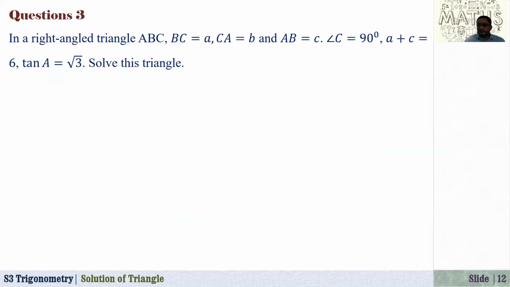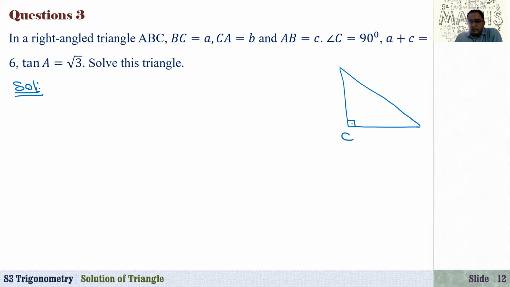Question 3, solution. In a right angle triangle ABC, BC equals A, CA equals B, and AB equals C. Angle C is 90 degrees. Okay, let me just draw any right angle triangle here. Okay, this is our right angle triangle, and this one is angle C.